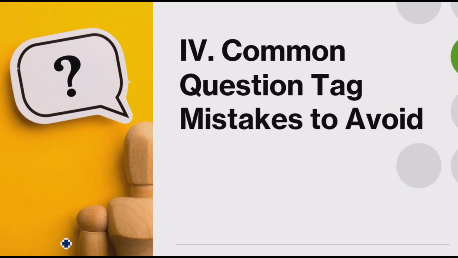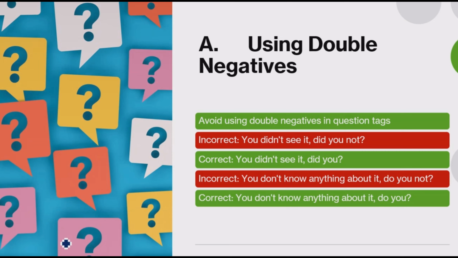So the fourth aspect is the common question tag mistakes that we need to avoid. So let us look at the 2 common mistakes that you need to avoid when dealing with questioning tags. Using the double negative. That's the first common mistake that you need to watch out for. So for example, you can't say you didn't see it, did you not? So we have a negative, so you can't use double negative. So if you say you didn't see it, it should be did you? That's the correct one.